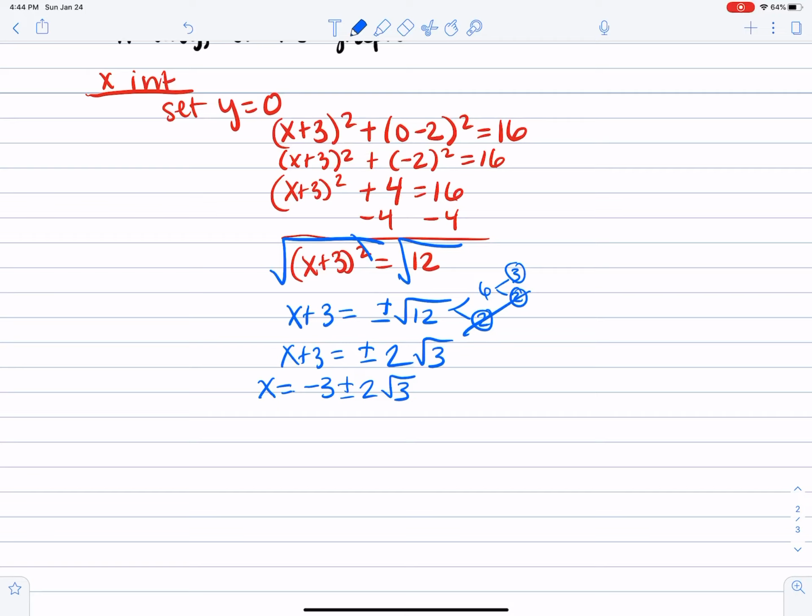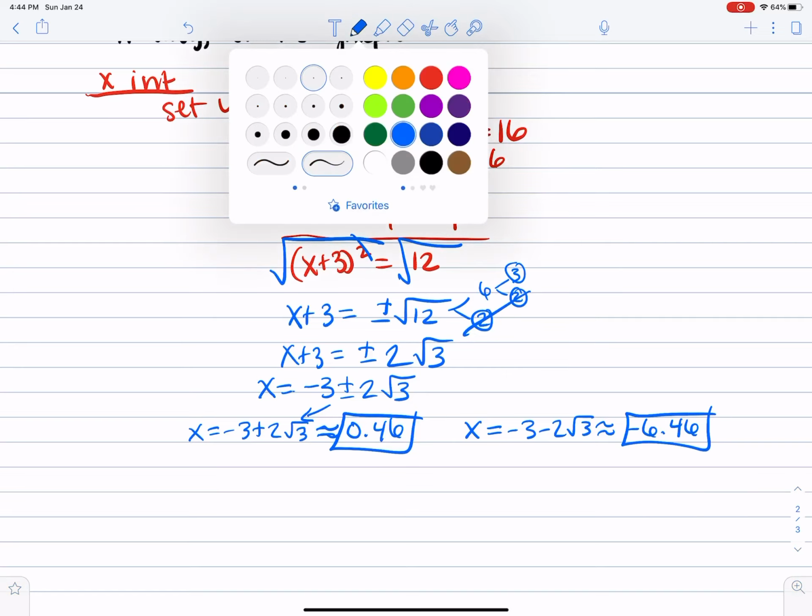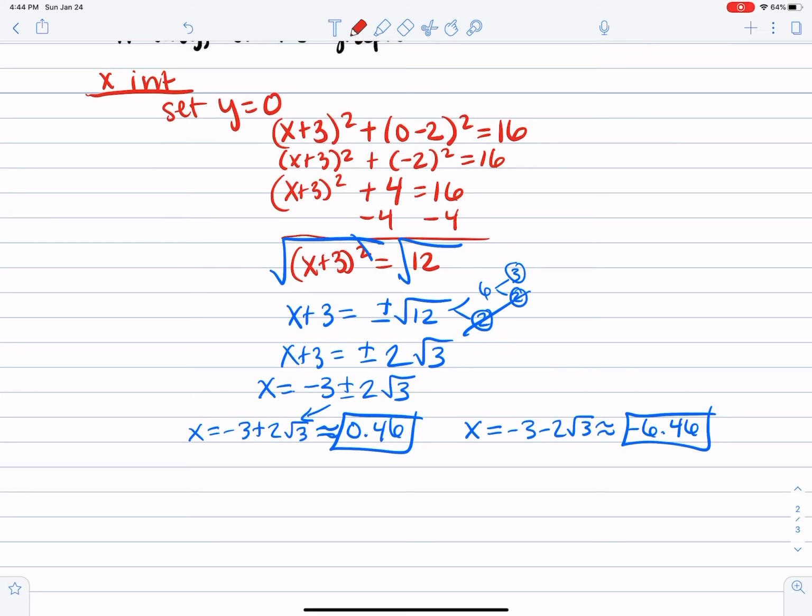Okay, so you could write it like that, or if it asks for the decimal form, that's -3 plus 2 square root of 3, which is approximately 0.46. And then the other one is x equals -3 minus 2 square root of 3, which is approximately -6.46. So you should be able to plug that into your calculator yourself. So you can try that on your own, okay? So now we're going to go back to the y. We've got to solve for the y-intercept as well.